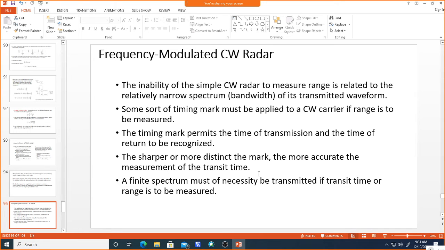Now, a finite spectrum must necessarily be transmitted if transit time or range is to be measured. So the spectrum is necessary, a finite spectrum, to measure this transit time and range.